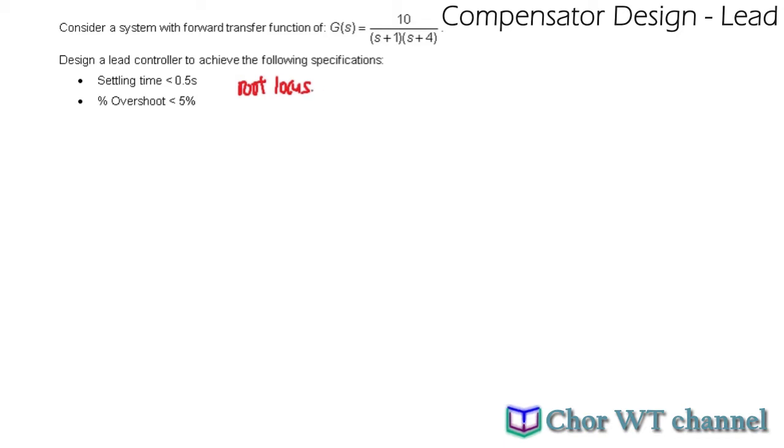For simplicity, I'm going to set the settling time to be exactly equal to 0.5 and the maximum overshoot to be exactly equal to 5%. Even though it says less than, just for the sake of the demonstration here, we will stick with 0.5 and 5.